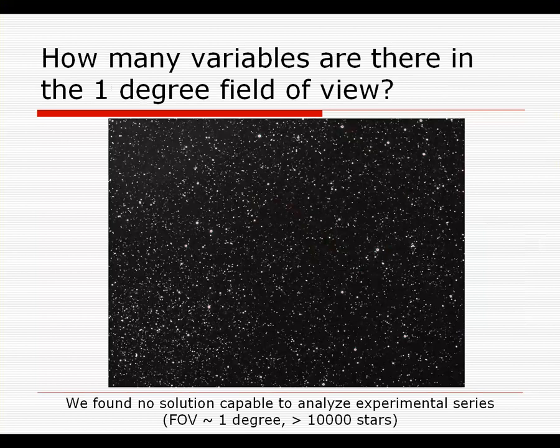So here is a sample image from this camera, and the field of view is about 1 degree horizontally and a bit less vertically. There are more than 10,000 stars in this field of view, and it's not complicated to analyze all the stars to check if they are variable or not, using Simonipack, which we used to use for this purpose.